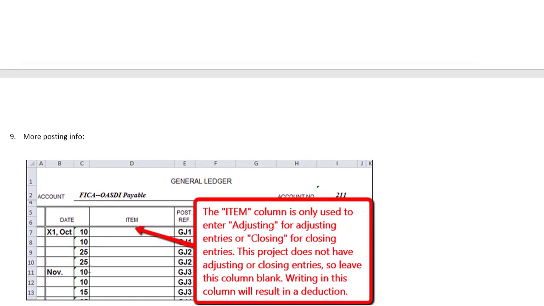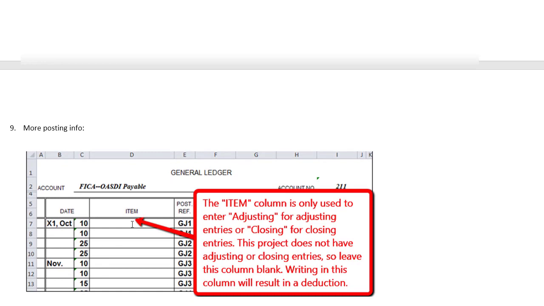Now, if you look at your ledger that I handed out to you, there's an item column. And you might recall from earlier accounting classes that the item column is only used for entering the word adjusting or the word closing. So you enter adjusting if this transaction was an adjusting entry. You would enter closing if this transaction was a closing entry. Now this project does not have adjusting or closing entries, so leave this column blank. Writing in this column will result in a deduction.